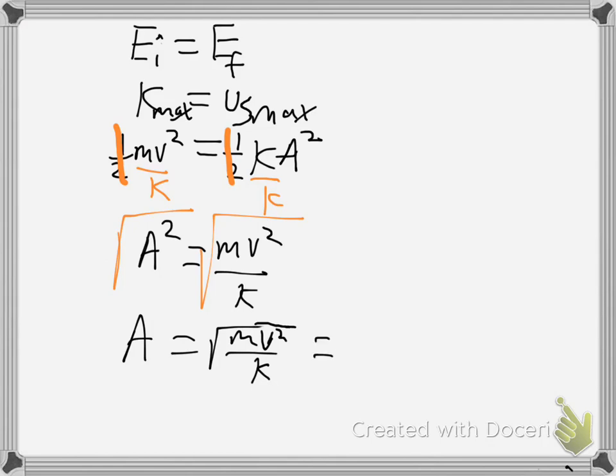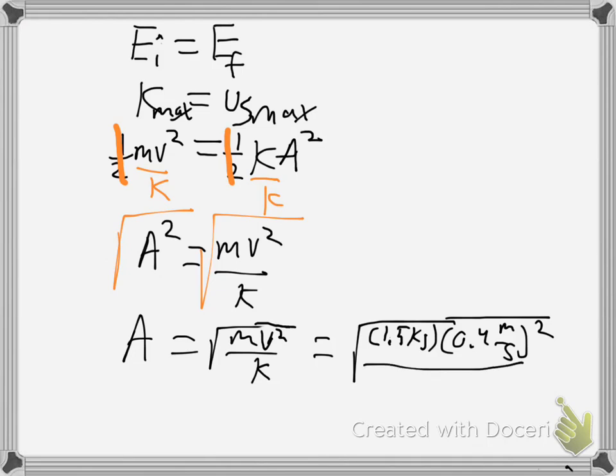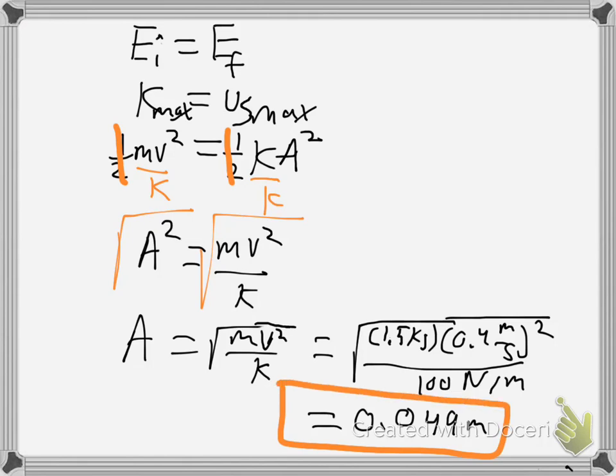Okay, so now we can plug this in. Remember the mass is 1.5 because they're moving together. We found the velocity to be 0.4. That is squared. And the spring constant was given to us as 100 newtons per meter. And this equals 0.049 meters with a little bit of rounding. So there's your amplitude. That's part C.